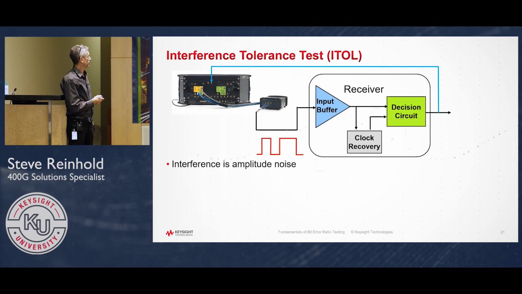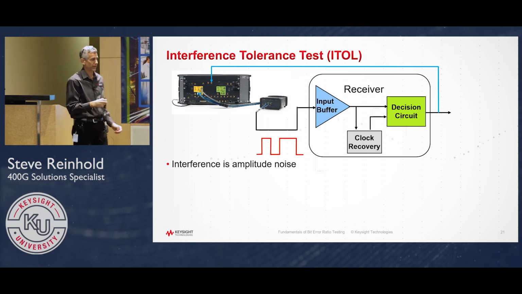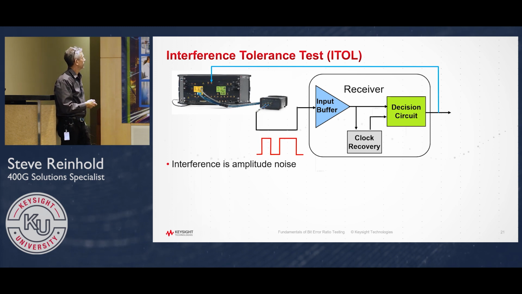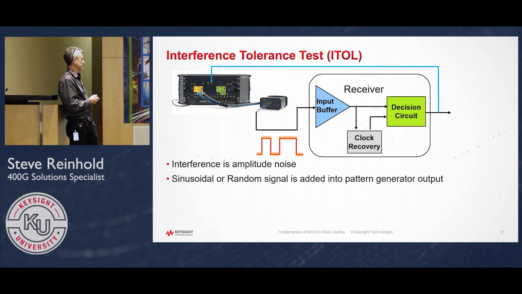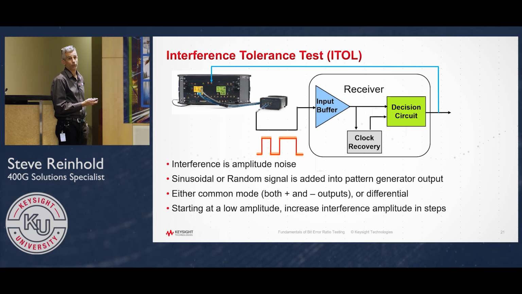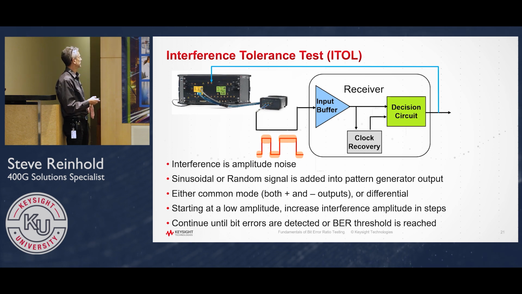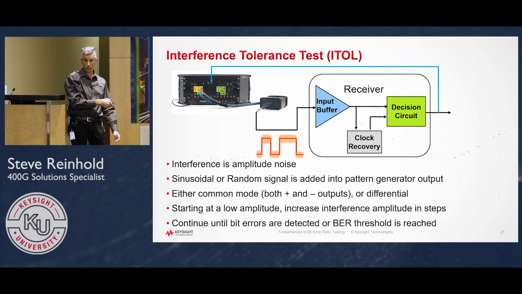Interference tolerance testing is adding amplitude noise. Jitter closes the eye in the time direction. Amplitude noise closes the eye in the voltage direction. So basically you impair it with noise riding on top of the data signal. It's either sinusoidal or random noise, and it can be either common mode or differential mode. Basically, for interference tolerance testing, you start at a low amplitude. Darn it, I keep jumping the gun on these automations. And then increase the noise until you start making bit errors.